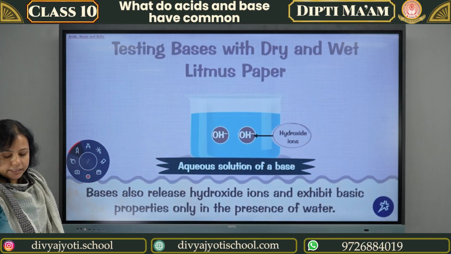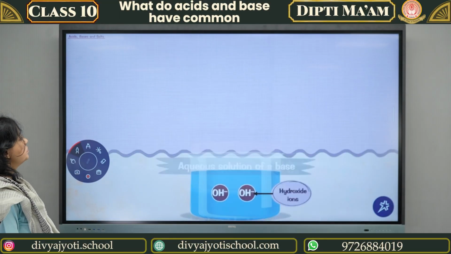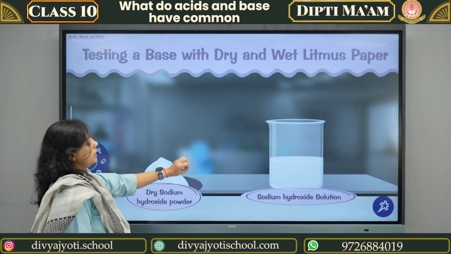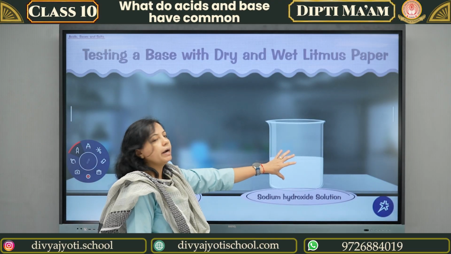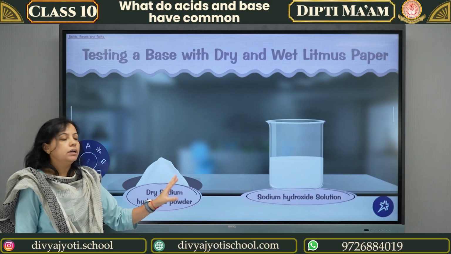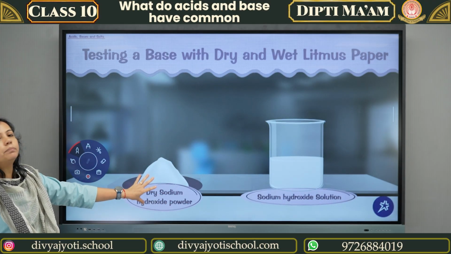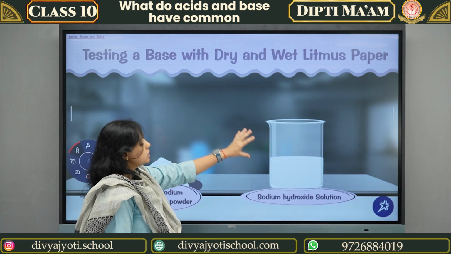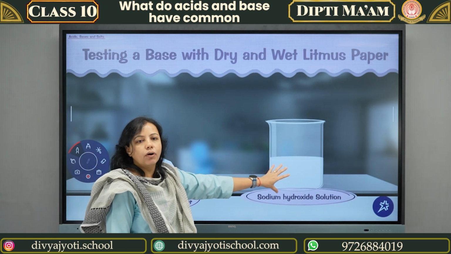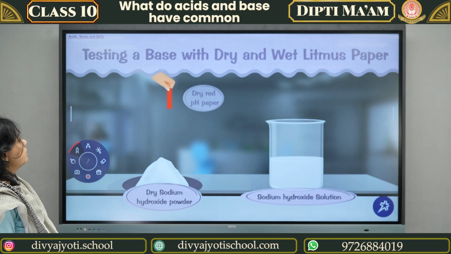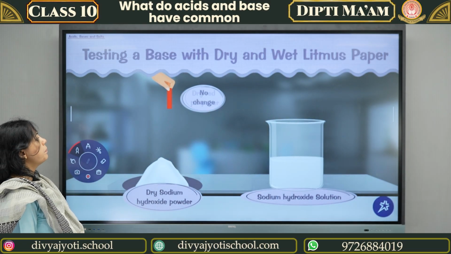Here there is an activity regarding this: the dry sodium hydroxide powder, and here the sodium hydroxide solution. What is the main difference between these two? In the dry sodium hydroxide powder, water molecules are not present, and here you can make a solution with the help of water. Now we can test this base with the help of dry litmus paper.